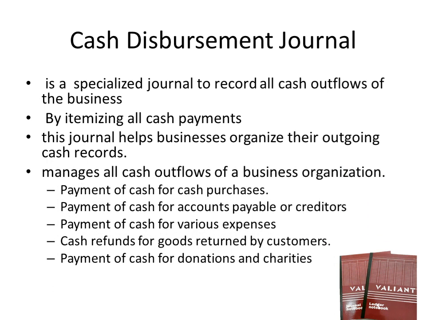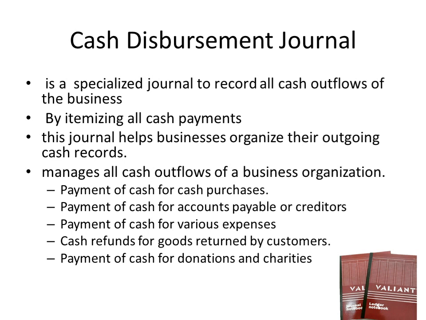So it manages all cash outflow of the business. This could be payment of cash for cash purchases, because take note, payment for payables or creditors on account are recorded in our purchase journal. But for this one, any payment we made for the purchases in our purchase journal is recorded in this journal. So these are payments of cash for accounts payable and creditors.